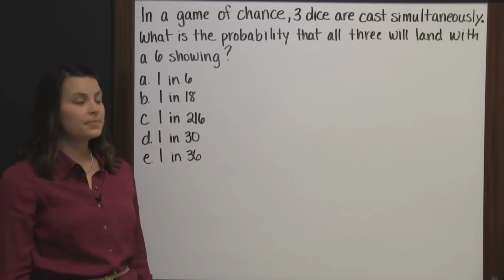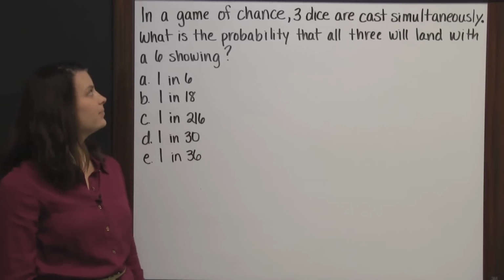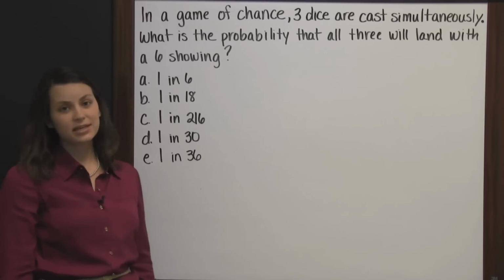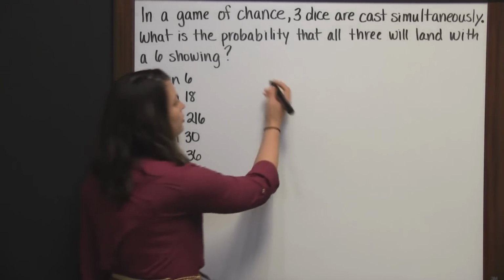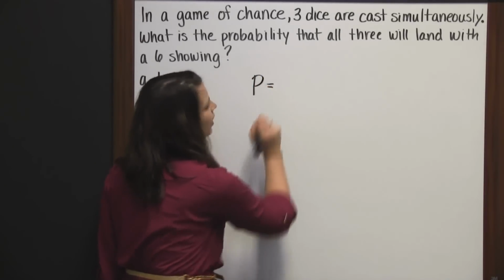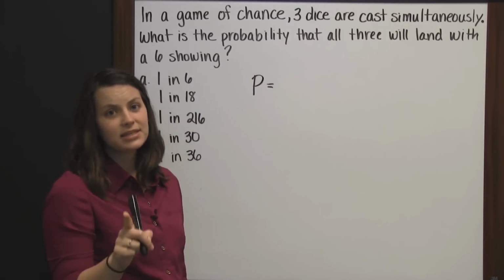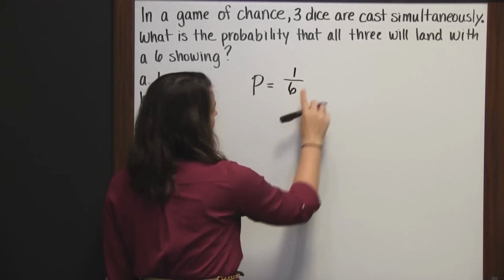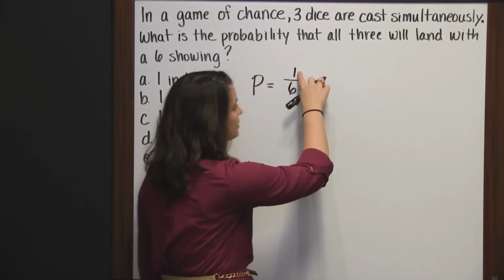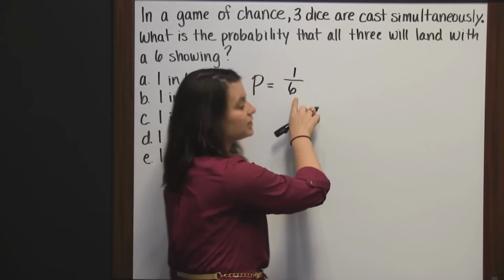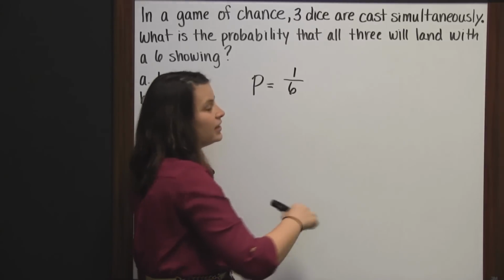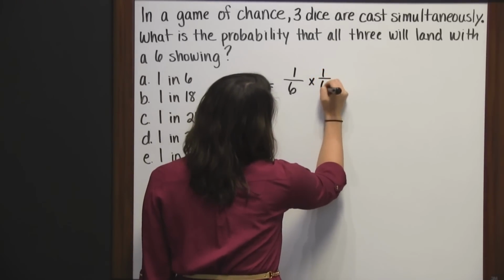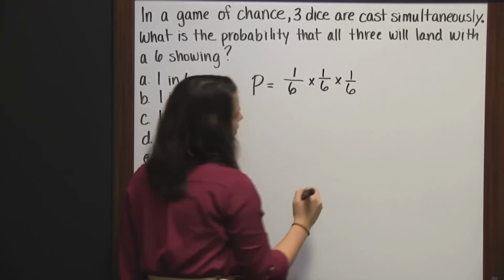In a game of chance, 3 dice are cast simultaneously. What is the probability that all 3 will land with a 6 showing? Well, the probability of just 1 dice landing with a 6 showing is 1 out of 6, since one of the numbers is a 6 out of a total of 6 numbers. And the other 2 dice have the same probability. So times 1/6 times 1/6.